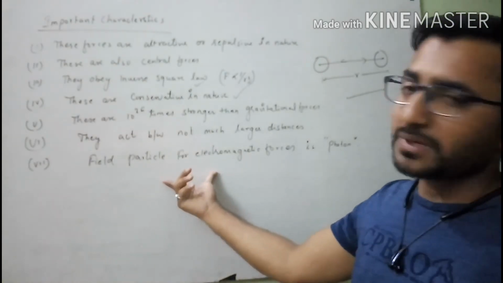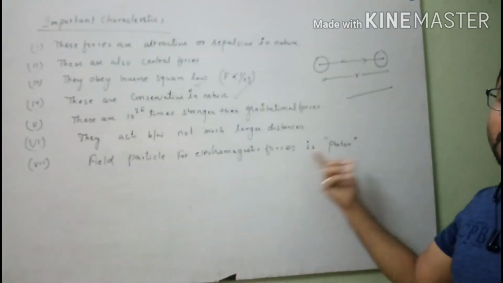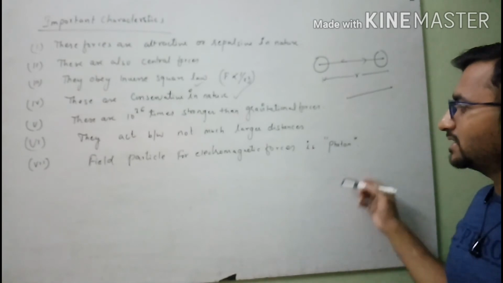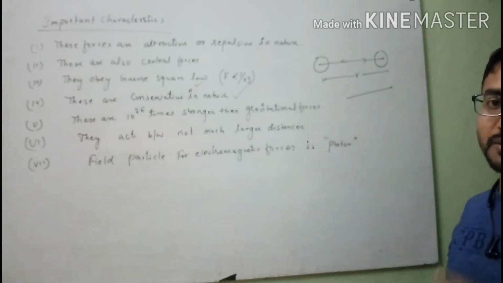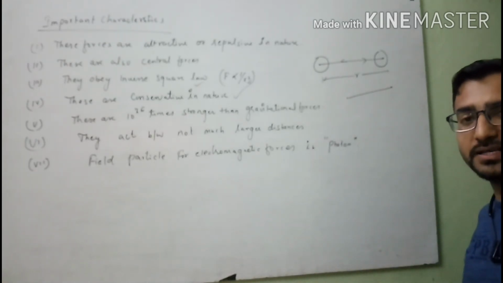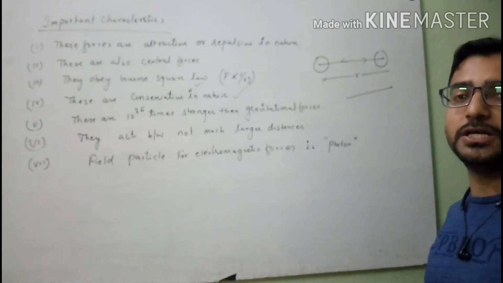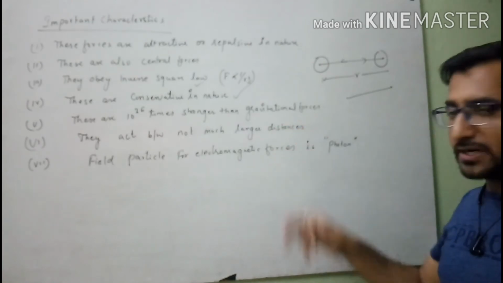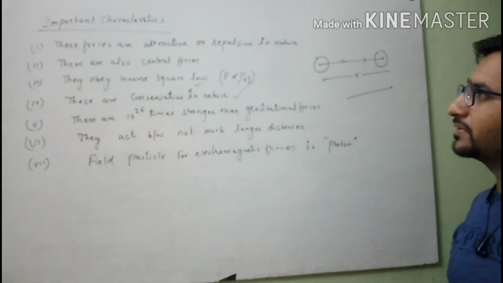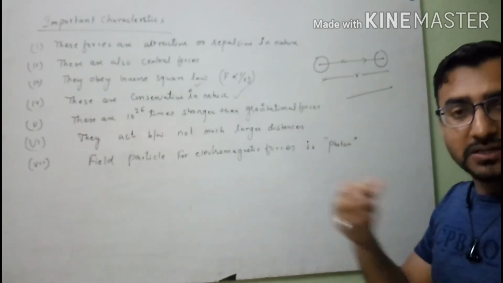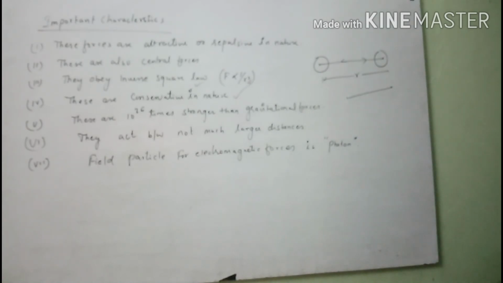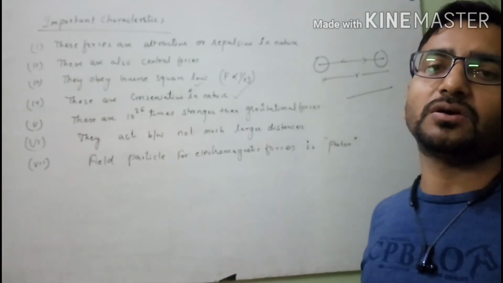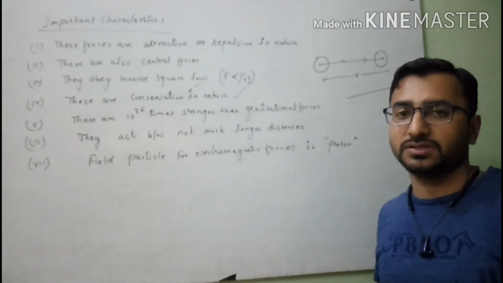After that, the field particle for these electromagnetic forces is photon. In the previous cases, I discussed the field particle. At last, I will write all the field particles for the different types of fundamental forces. So after this, student, I will start my last topic of fundamental forces, which is called strong nuclear forces. So let's see.